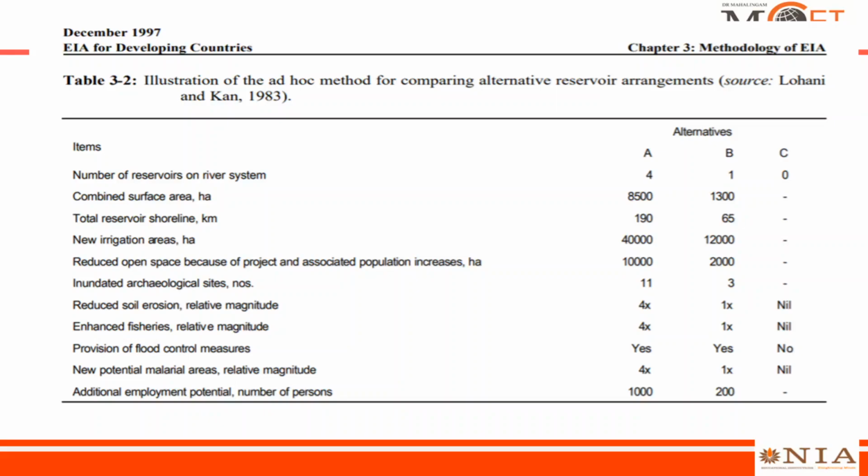When you go for A, you get so many benefits like more area, more employment opportunities, more fisheries, more irrigation area, more surface area, everything. But the risk is also more. Why? Because flooding will be more, and soil erosion will be more. So now the committee will have to decide whether they really want to go for A or whether they can be satisfied with B, right? So this is just an example of what the ad hoc method is.